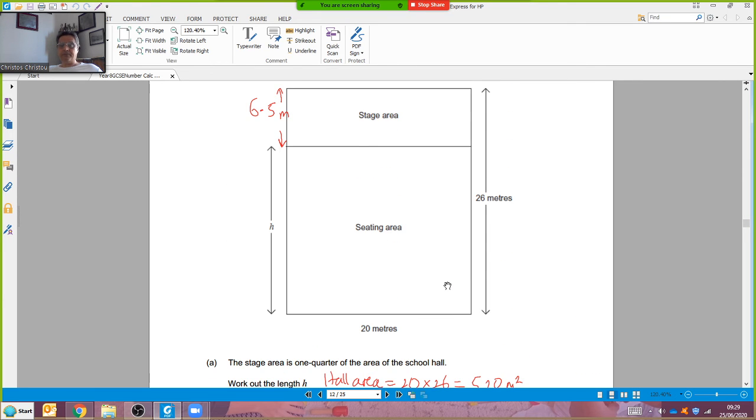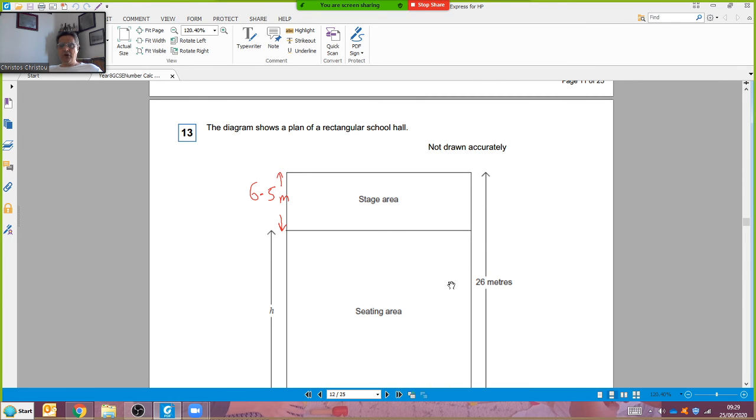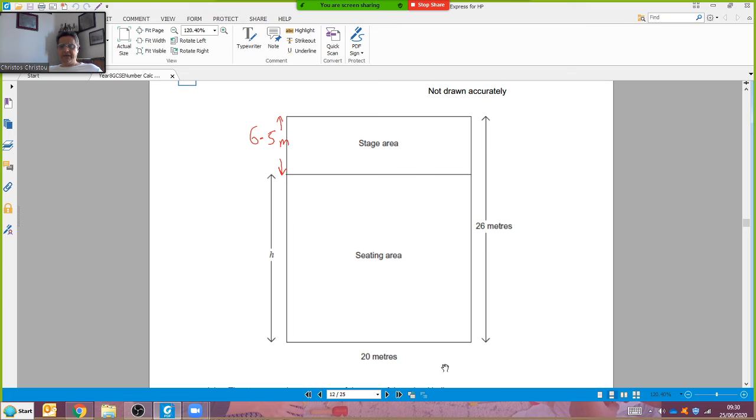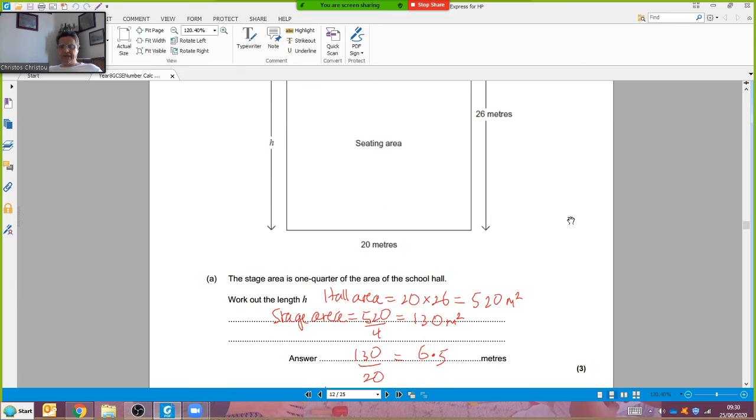It's a long video. The diagram shows the plan of a rectangular school hall. Okay, so that's the stage in the hall. That's the seating area in the hall. It's 26 from there right to the bottom there, and it's 20 metres across. I've got to work out the length of the seating area, just from the back right to the front where the stage is. Okay, so let's see what I did here.